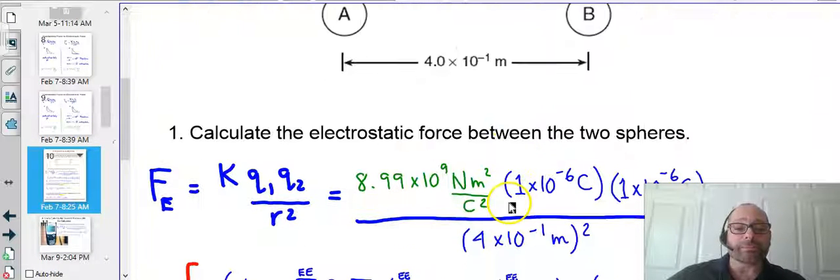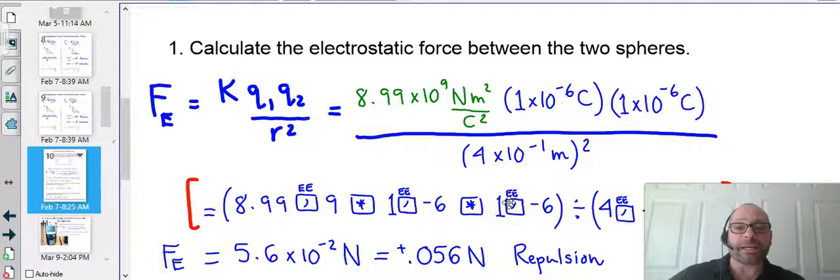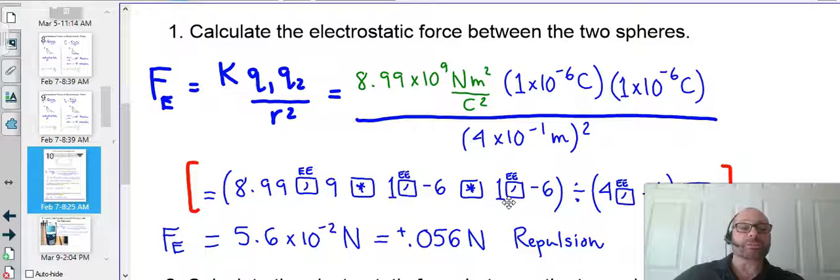You now have a complete explanation on how to calculate the electrostatic force between two charges. We'll see you in the next video.